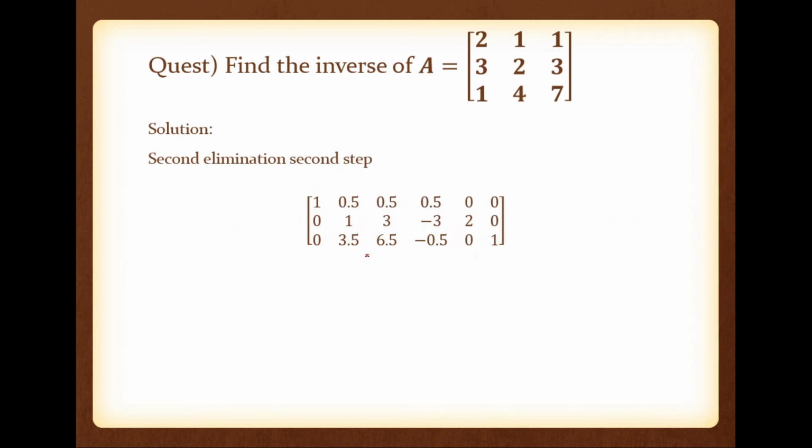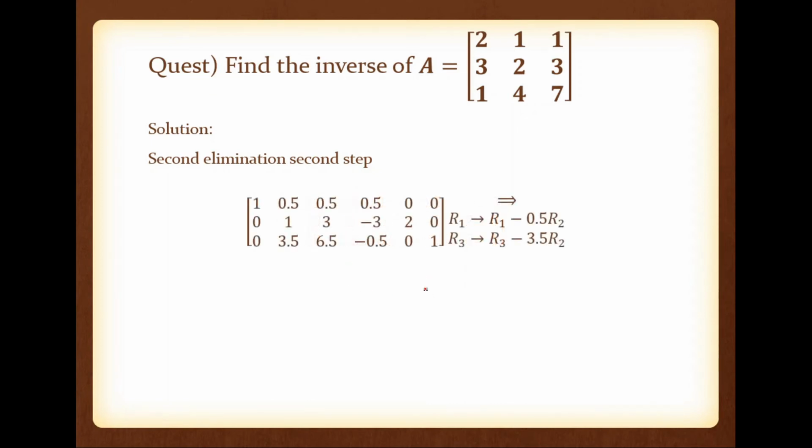The second step of second elimination means we are eliminating x2 except from second row. So this is second row. So except from this second row, we are removing x2. So this second row is acting as the pivot. So the required operation is, in order to remove x2 from first row, we need R1 is equal to R1 minus this 0.5 into pivot equation, that is R2. So R1 minus 0.5 into R2.